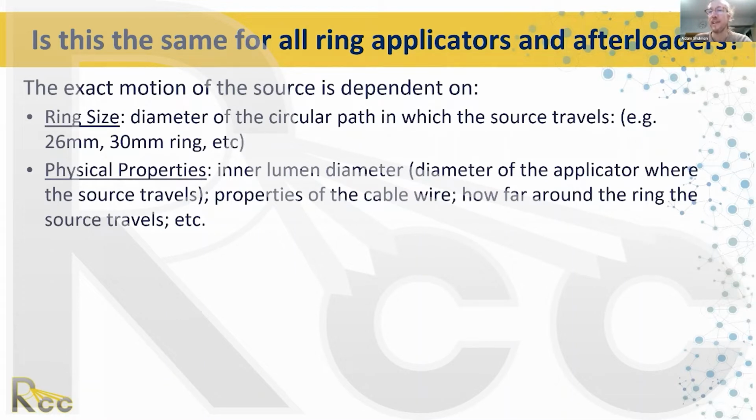So I've worked with, say, a Venezia, where the source just travels a half arc or half circle, and the effect isn't that much. Or I've used a Gammamed ring where it travels over 360 degrees, and it's probably the most exaggerated. So it behaves differently in different rings, and that's why we commission these.